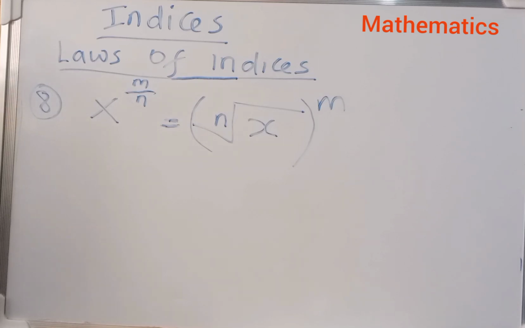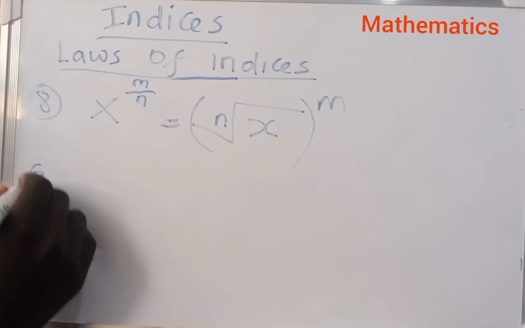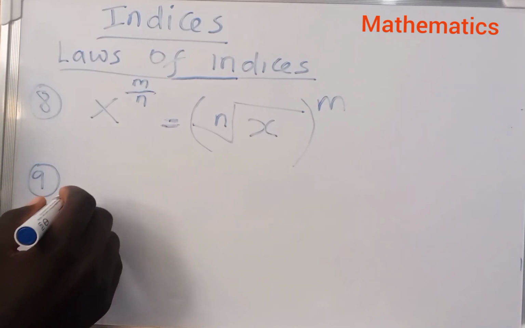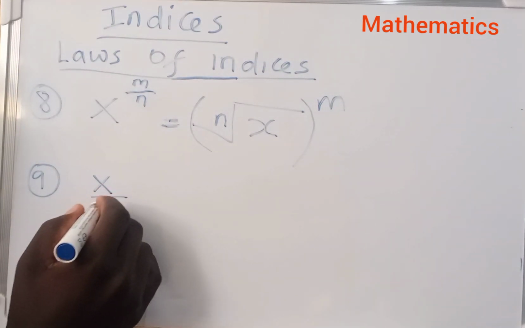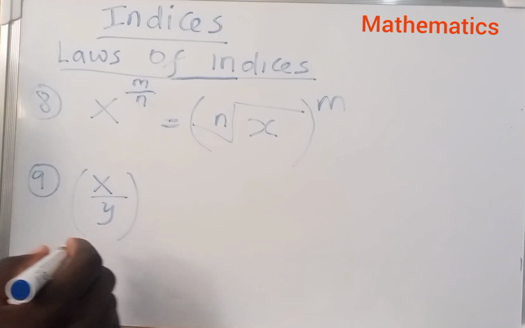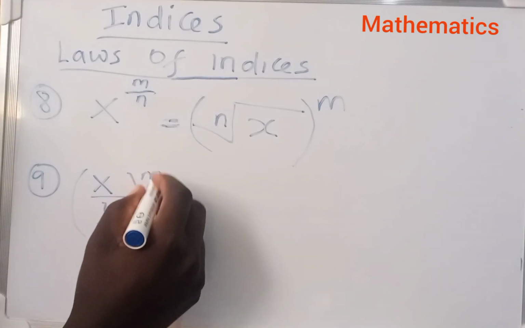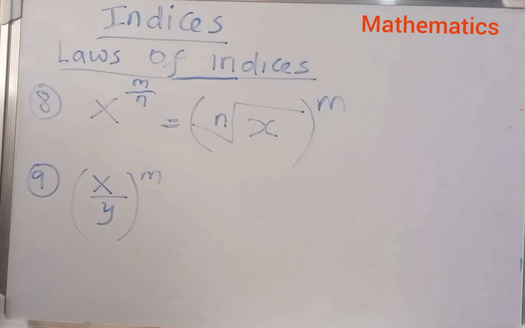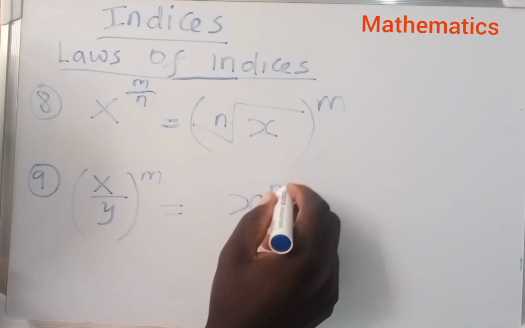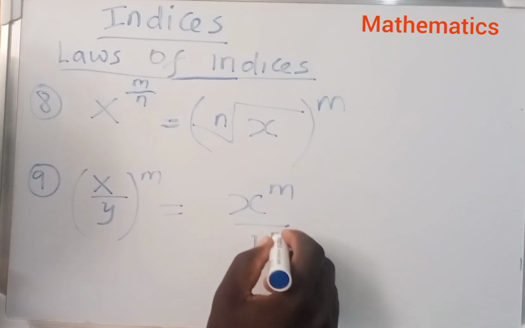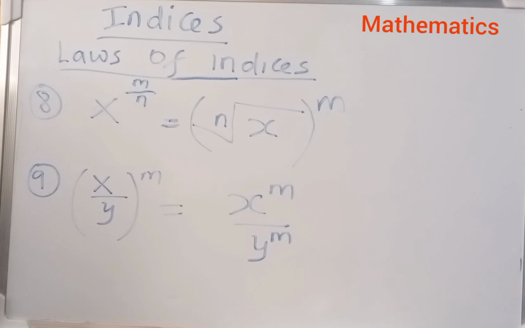Now, the ninth law of indices is x over y, raised to m. That is x over y raised to m. In this case, it is just the same as x raised to m over y raised to m. It's just as simple as that.